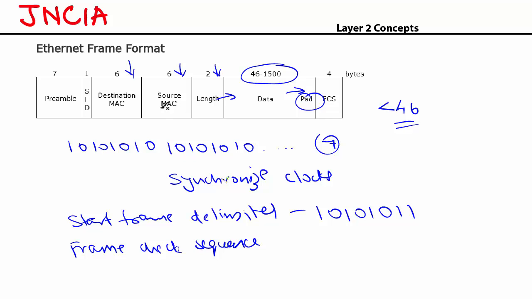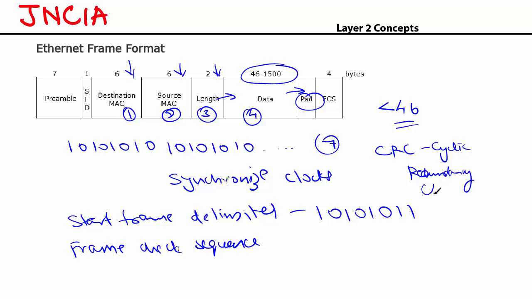So here's how it works. It takes 4 values: destination MAC address, source MAC address, length, and the payload. All these 4 values are used to compute a new value called CRC, which stands for Cyclic Redundancy Check. It's also known as a CRC value. This value is calculated at the source and at the destination to make sure that the frame has not been damaged in transit. That's how an Ethernet frame format looks.